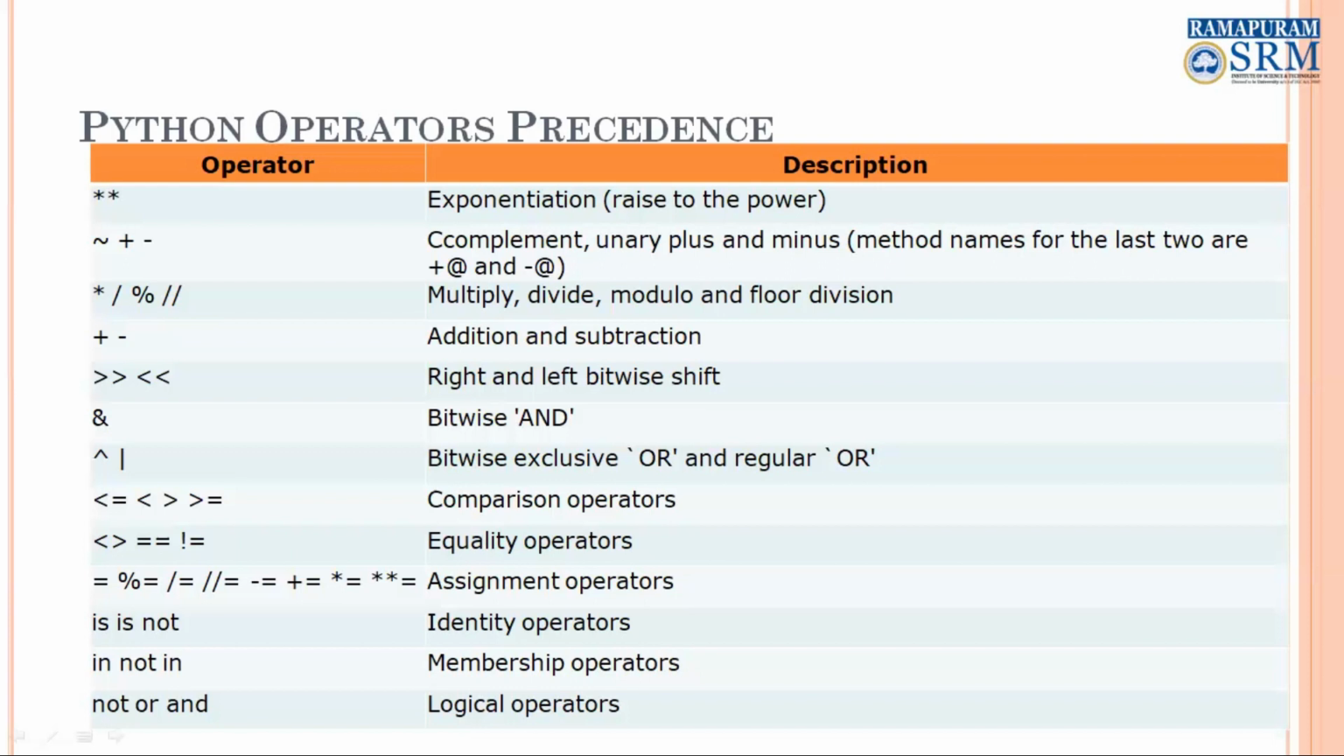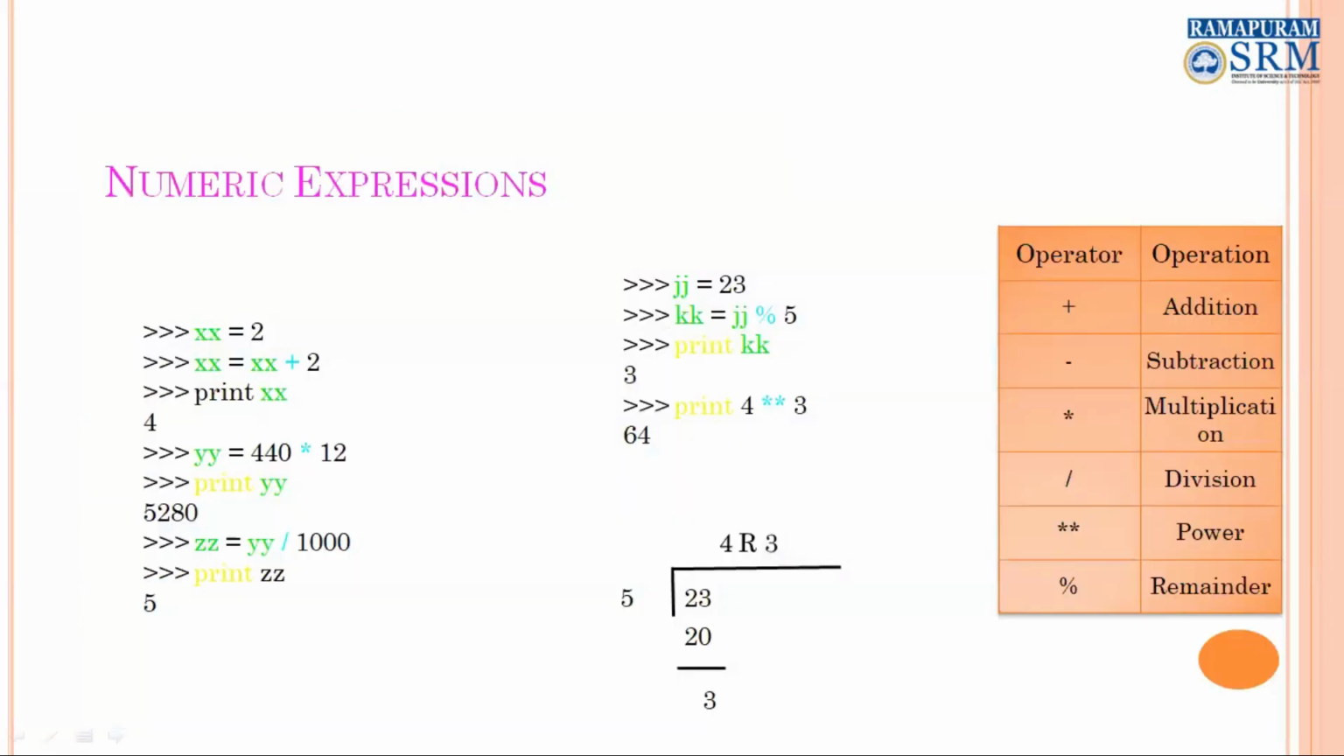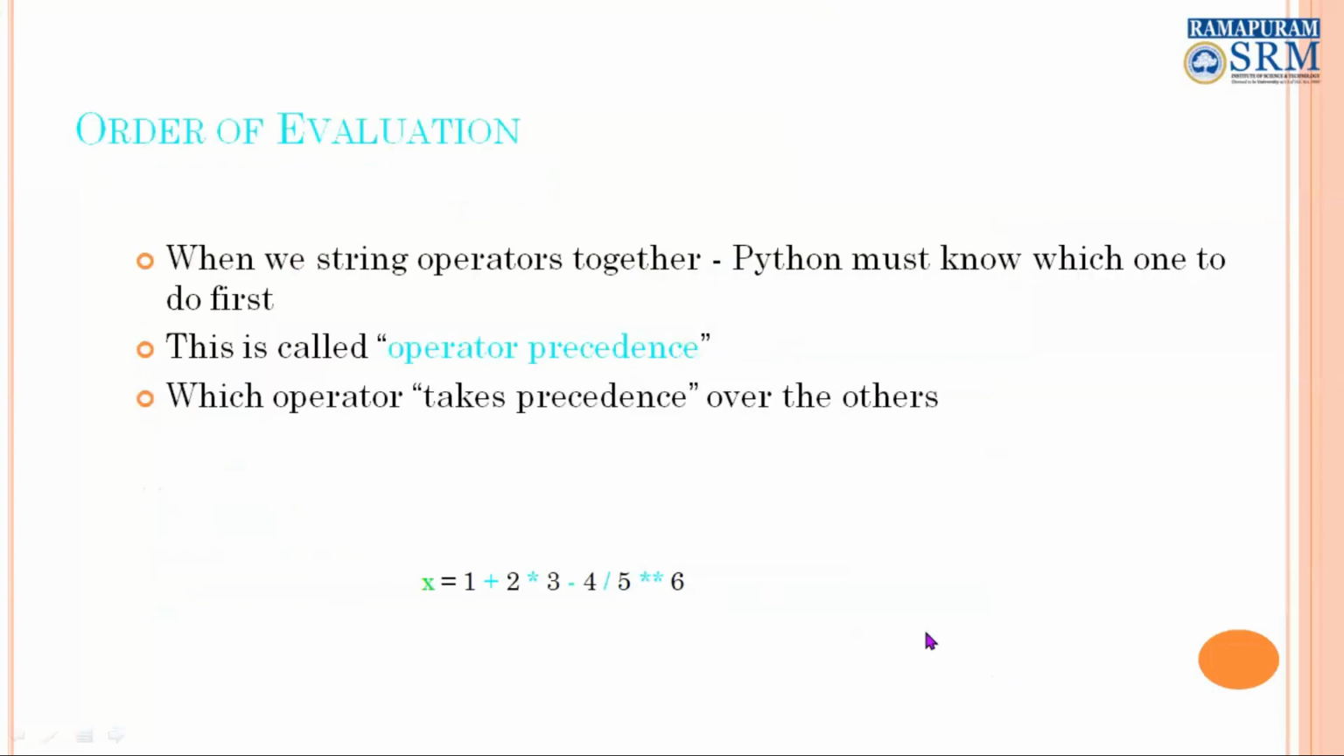The first and highest priority goes to the exponent, the power symbol. The next goes to the tilde symbol as a complement, and plus and minus. The third priority goes to asterisk and divide. But whenever they are used, the highest priority goes to the brackets, parentheses. This is the operator precedence when we go with the operation. Here I have given a small example, and I'll give you the practical explanation for that.